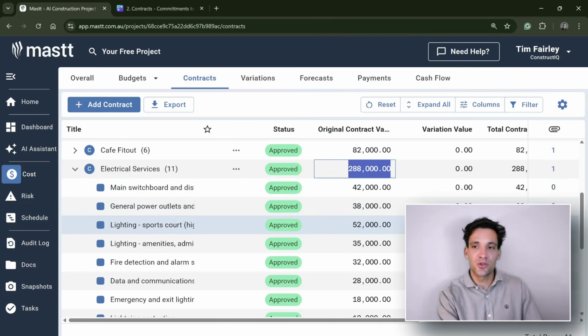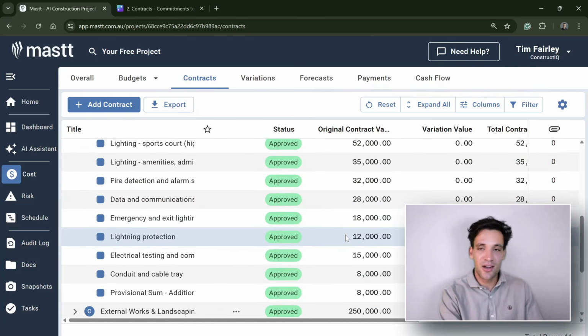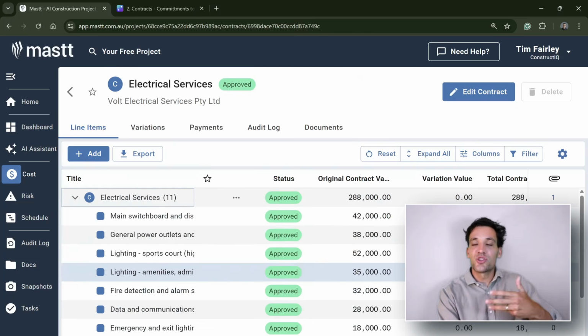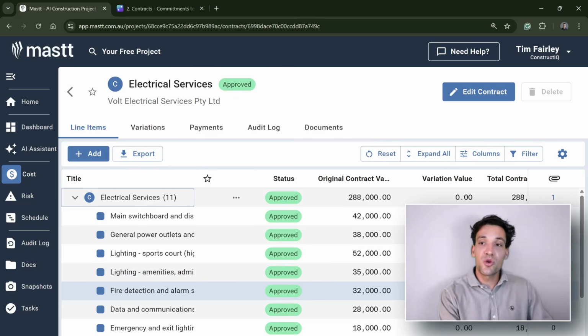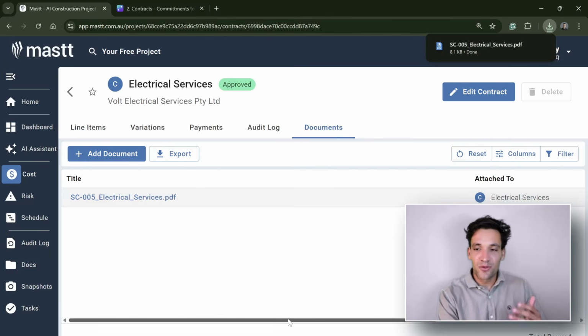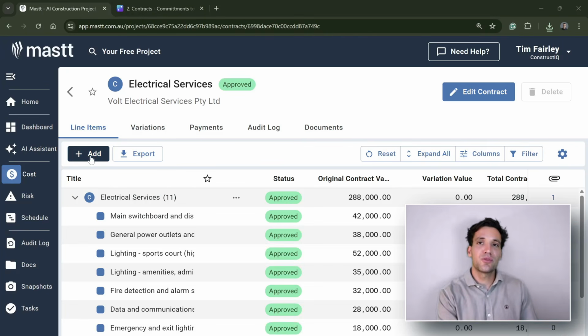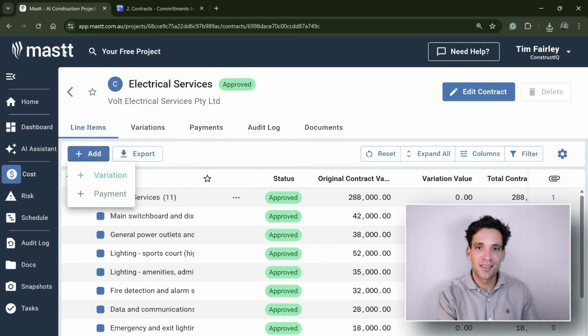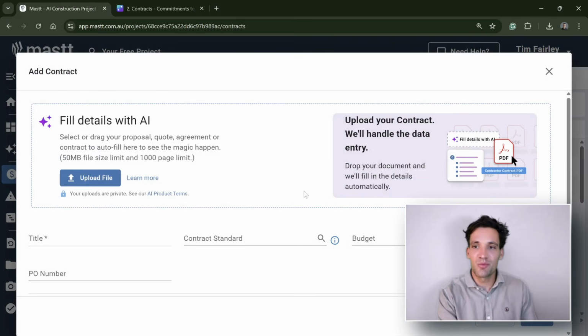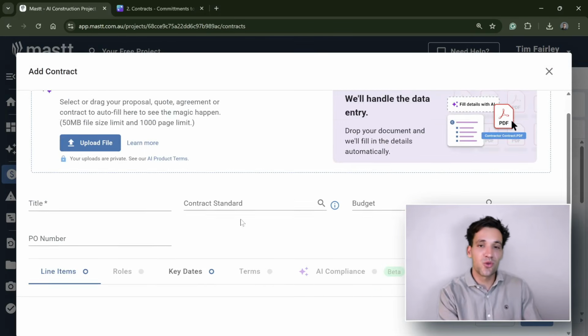That makes up 42 grand for the switchboards, 38 grand for the central power outlets, the lighting, data and communication, all this stuff. And basically, this is the total value we're going to pay them to do the work, assuming nothing changes. And the document that defines this is the subcontract scope of works. Now, a cool feature with Mastt is they basically allow you to easily import contracts with contract variations, all these sorts of documents with AI and extract all the line items.